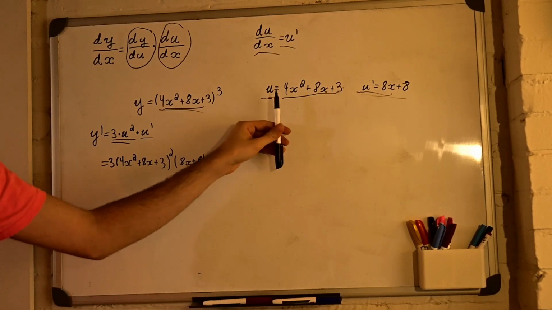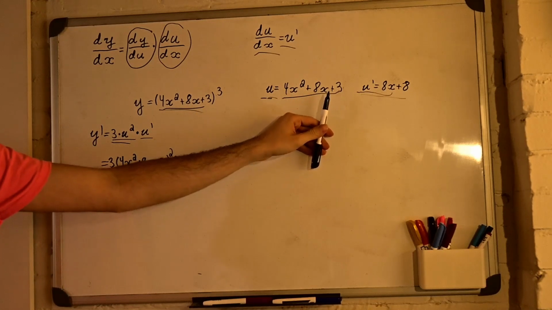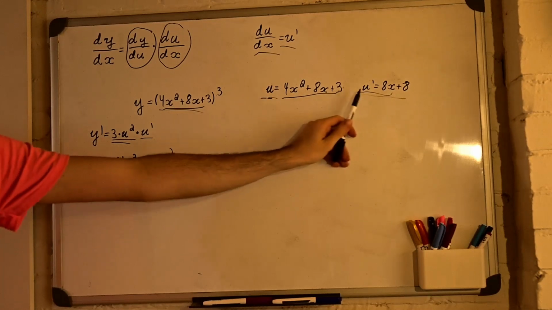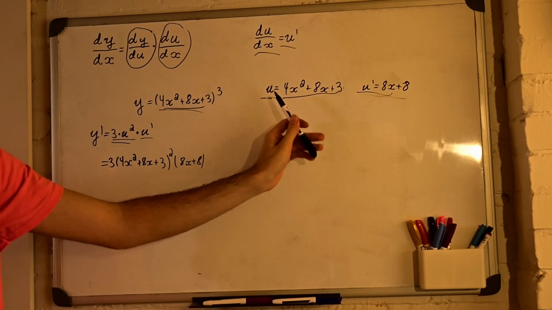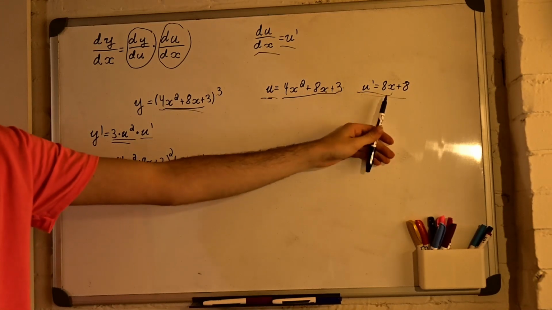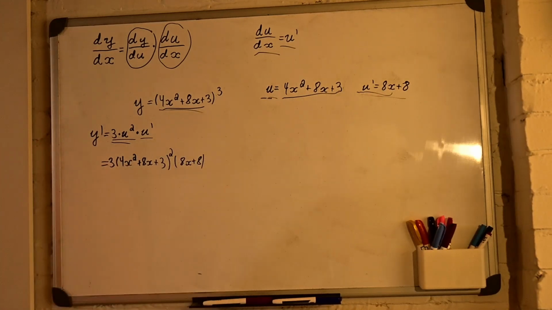So now we have u is equal to 4x squared plus 8x plus 3. And then we're also going to find u prime, the derivative of this. That's very simple, just the power rule. The derivative of 4x squared plus 8x plus 3 is 8x plus 8. You should hopefully know how to do that, because again, it's just a simple power rule. So that's what we have here.